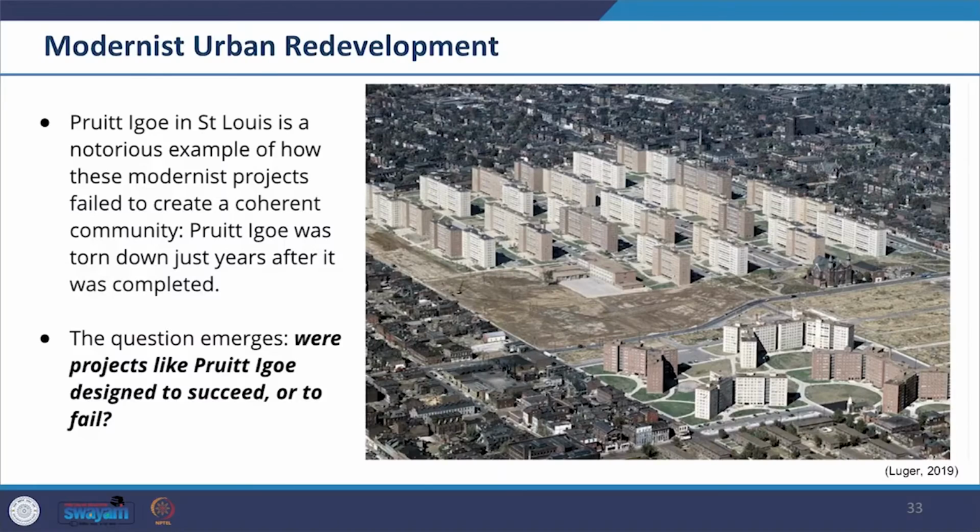Pruitt-Igoe in St. Louis is an example of the failure of modernistic projects, where they failed to address the community aspect. These buildings were an example of poverty, crime, poor design, and non-functional facilities, which had to be pulled down later.